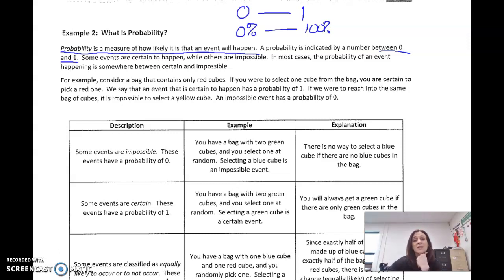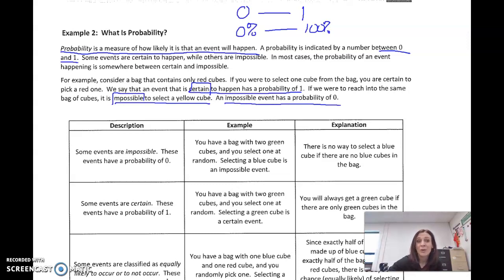So, for example, consider a bag that contains only red cubes. That's it. If you were to select one from the bag, you are certain to pick a red one. There are no other choices. We say an event that is certain to happen has a probability of 1. So there's a word: certain. Likely, unlikely, equally likely, certain. If you were to reach in the same bag of cubes, it's impossible to select a yellow cube. There's an important word, impossible. An impossible event has a probability of 0.